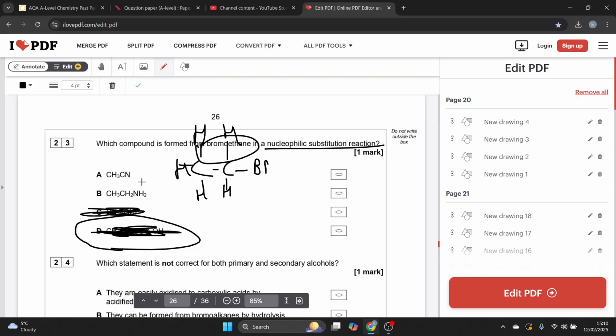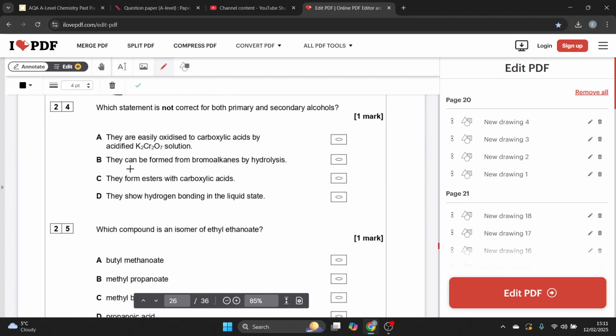Because we don't have an alkene, we've got a halogenoalkane. What compound forms from that nucleophilic substitution reaction? CH3CN? No. It's going to be CH3CH2NH2. Just replace the Br with NH2. What happens is NH3, ammonia, attacks and breaks the bond, and then another ammonia molecule attacks, and then you get your NH2 from there.